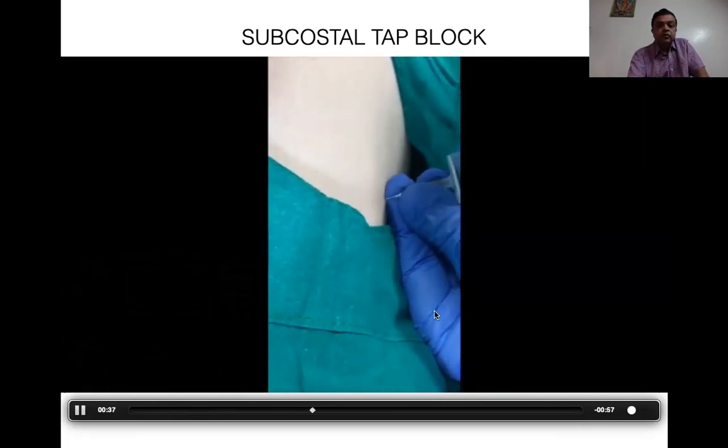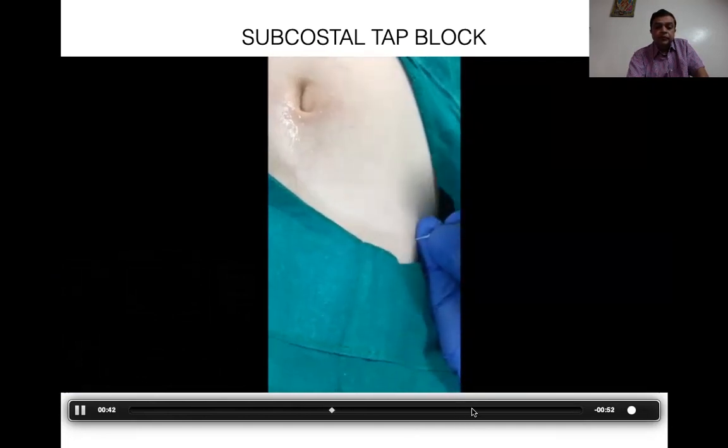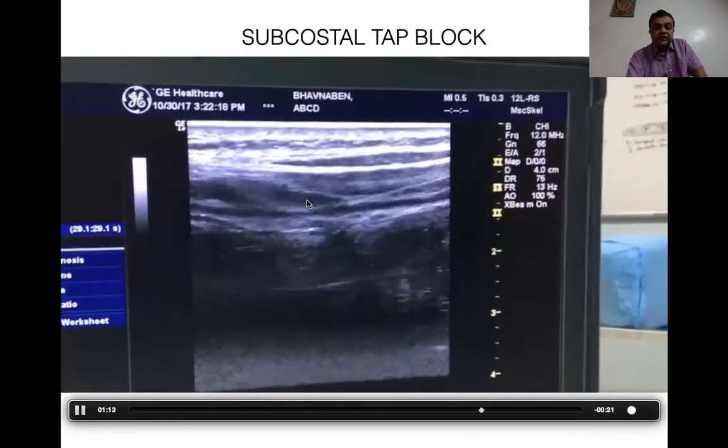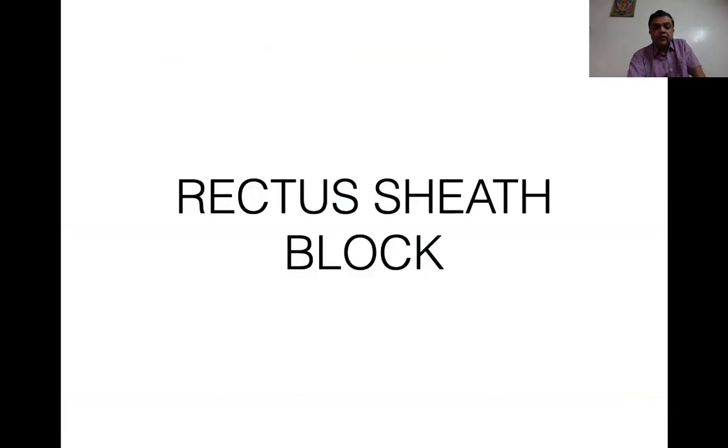It is very easy to give, and you can even confirm it with ultrasound after giving the block. Here you can see this is the TAP plane, and you can see the drug inside the TAP plane. So this is how you can give the TAP block.